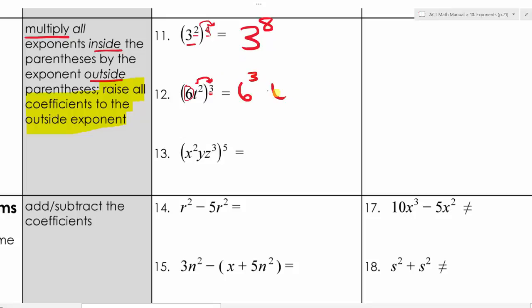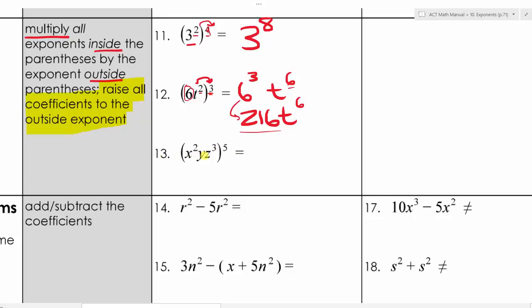So this would be 6 cubed t to the sixth. So the sixth comes again from multiplying these two numbers, and we have raised our coefficient to the third. This, I believe, would come out to 216 t to the sixth. You can check 6 cubed in the calculator if you don't believe me. And if you don't believe me, well then, forget you.